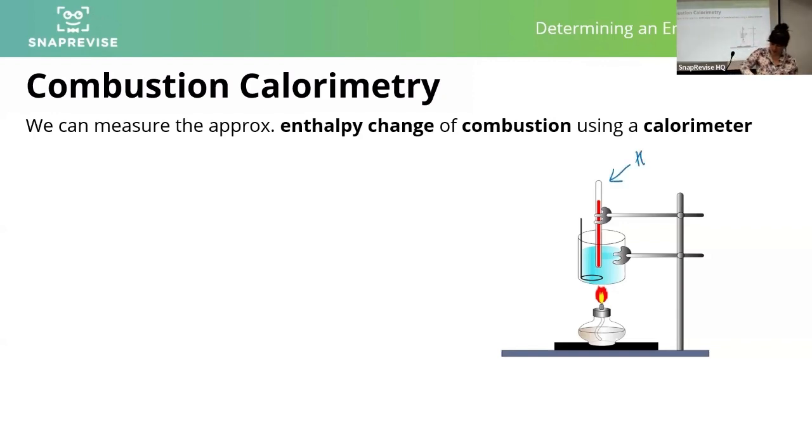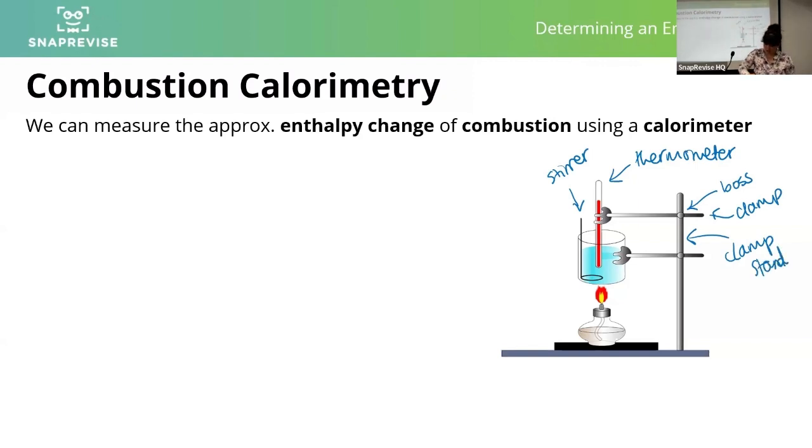So I'm just going to quickly label all of this equipment. So this is a thermometer. We have got a stirrer. We have got a boss and a clamp and a clamp stand. We have got our calorimeter or beaker, could just be a glass beaker, calorimeter.